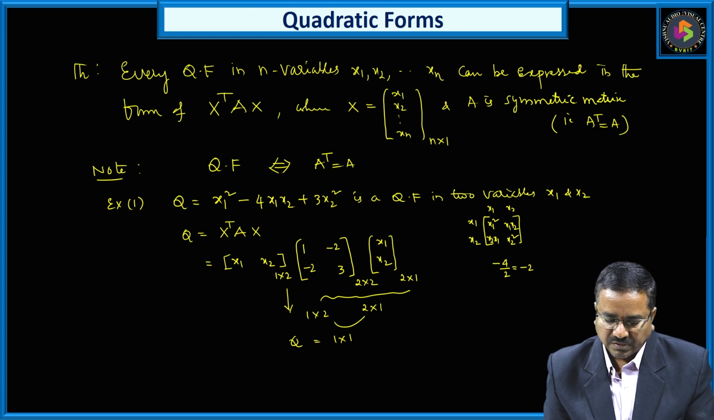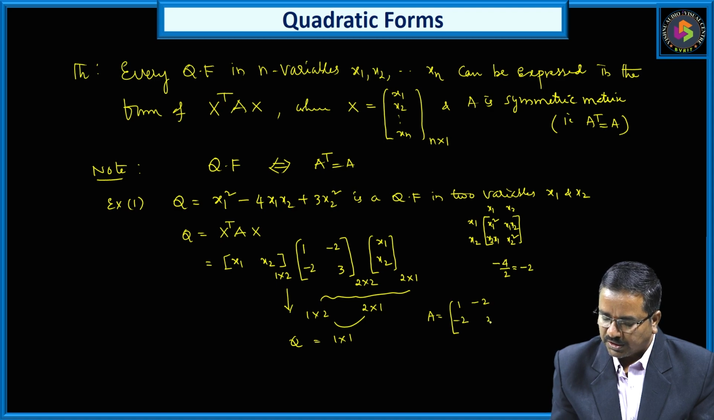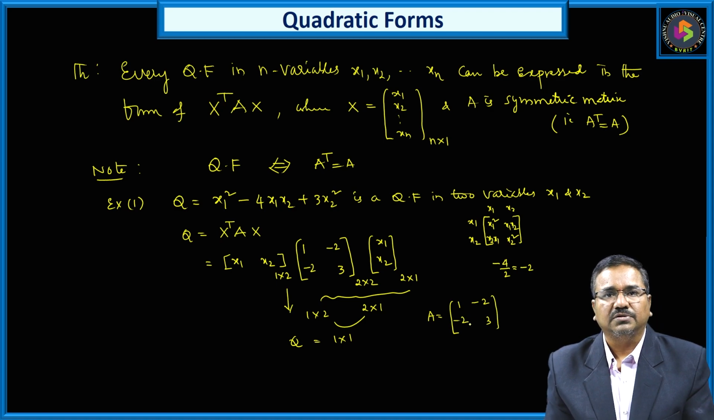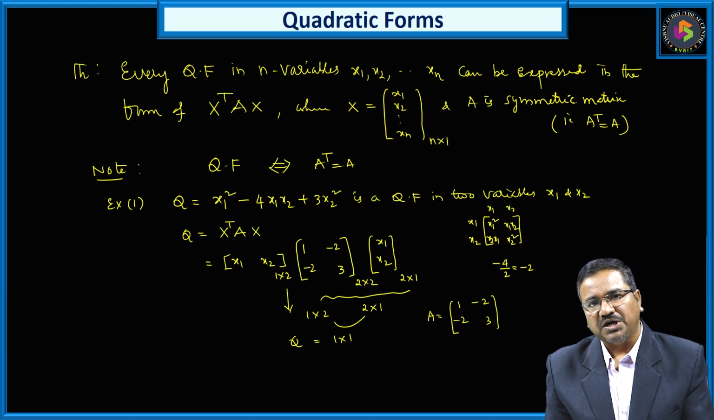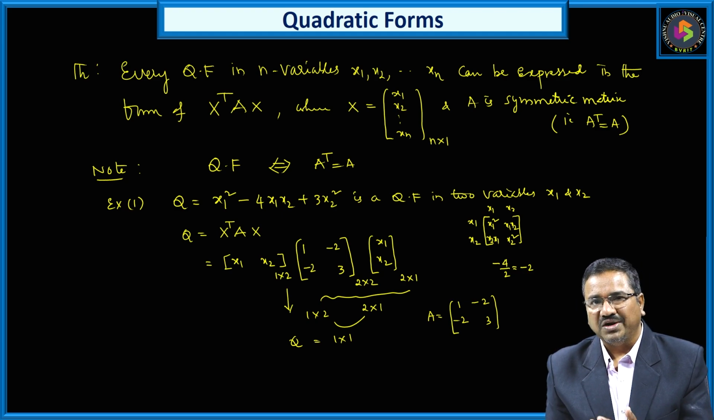And look at this here. What is the A here? A is equal to what? 1, minus 2, minus 2, 3. So definitely we'll get a symmetric matrix. Whenever you express the given quadratic form in matrix form, whatever matrix you get will compulsorily be a symmetric matrix. So if you don't get a symmetric matrix, you understand that you made a mistake somewhere.